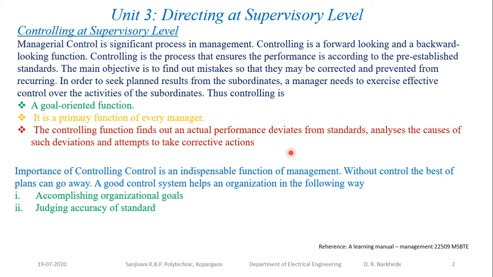Judging the accuracy of the standards. A good control system enables the management to verify whether the standards are accurate. An efficient control system keeps a careful check on the changes taking place in the organization and in the environment. OK, so it will help to judge the accuracy of the standards.